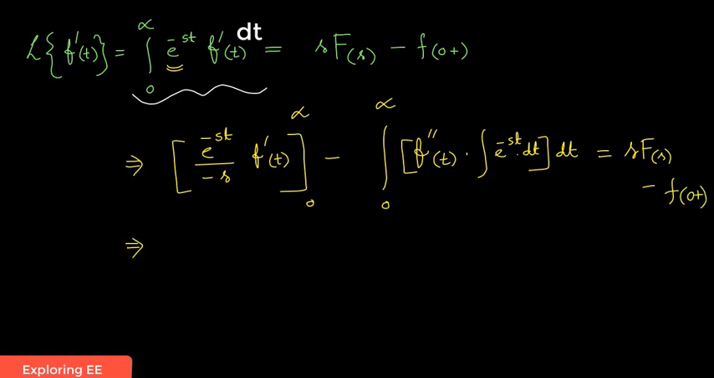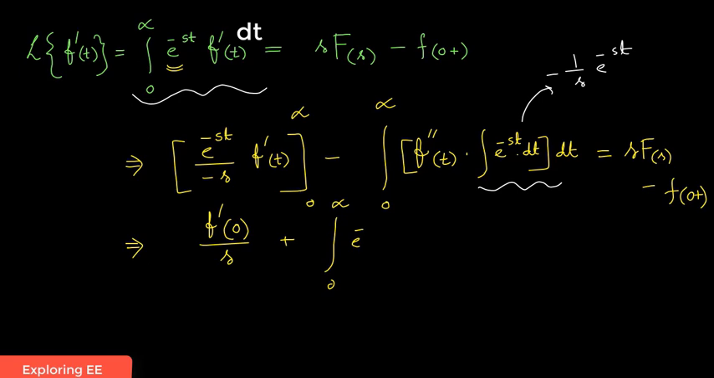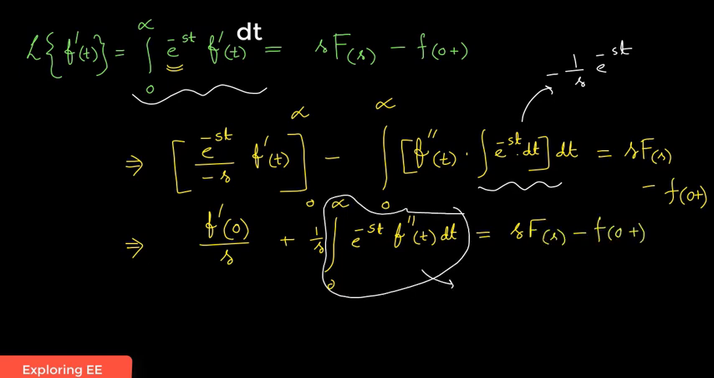So e to the power minus infinity is coming out to be 0, minus 0, e to the power 0 is 1, so it is coming out to be f dash 0 by s, and this integral gives minus 1 by s times e to the power minus st. So this minus minus becomes plus, integration 0 to infinity e to the power minus st into f double dash t dt, and 1 by s can be written outside the integral. This is coming out to be sF(s) minus f(0 plus). This term is what? Laplace of f double dash t.